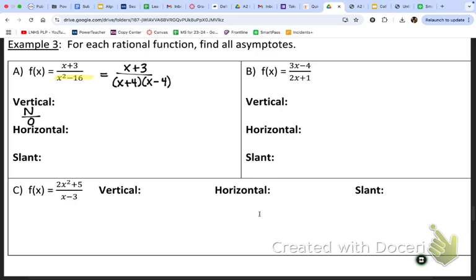Okay. And now you can see, look at it again. Nothing cancels out, so there's no holes. Talk about that more tomorrow. If I set those equal to 0, I get negative 4 and positive 4.